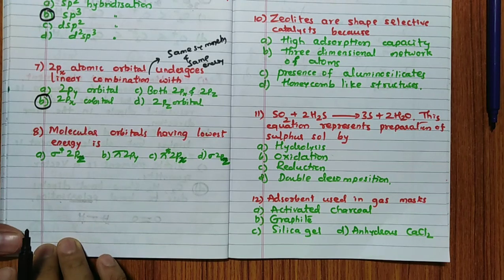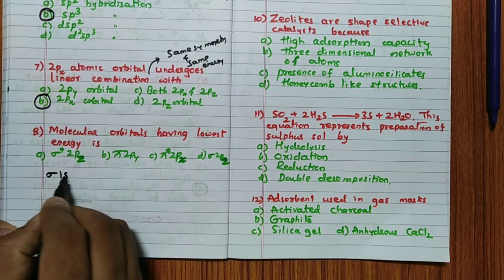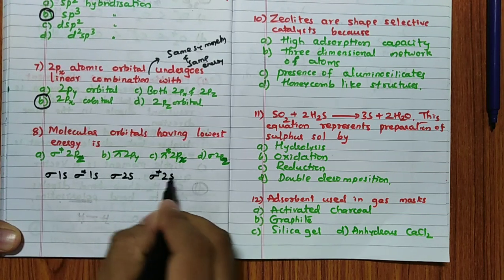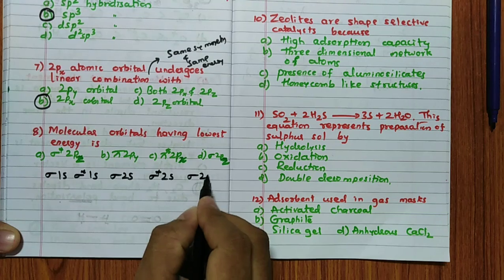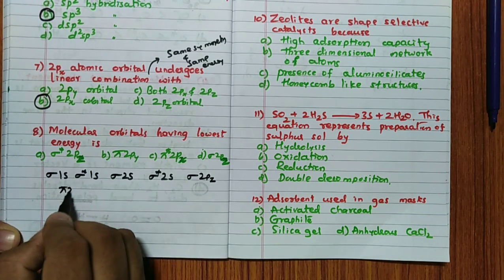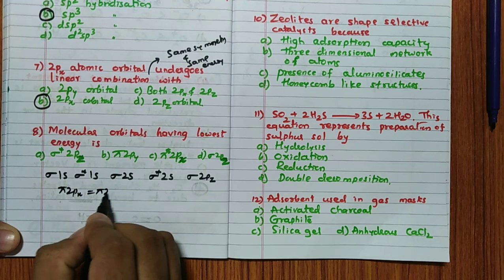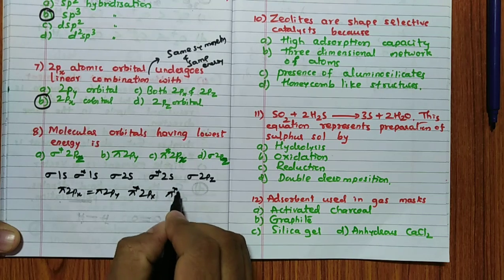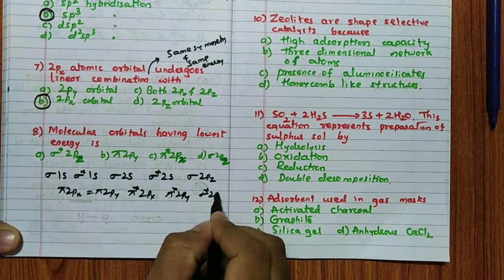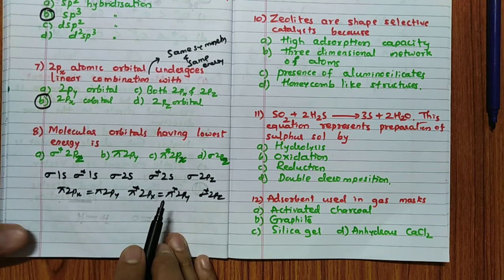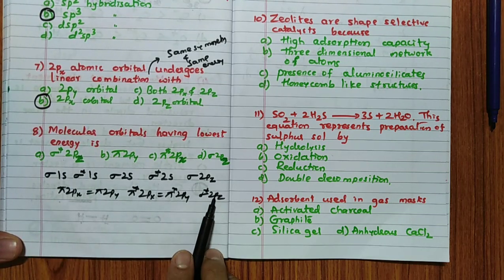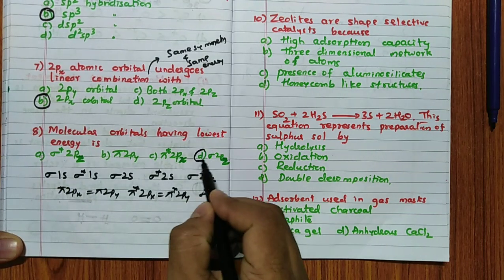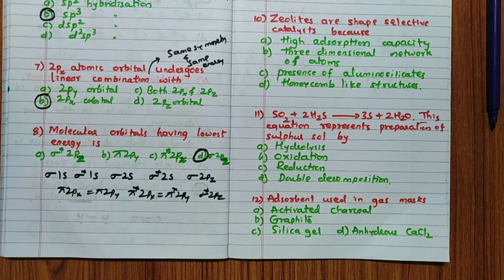Molecular orbital having lowest energy. When you write the configuration: sigma 1s, sigma star 1s, sigma 2s, sigma star 2s, then sigma 2pz, pi 2px and pi 2py of the same energy, then pi star 2px, pi star 2py, then sigma star 2pz. So remember, sigma star 2pz is the highest energy, and sigma 2pz should be the answer in this particular case.